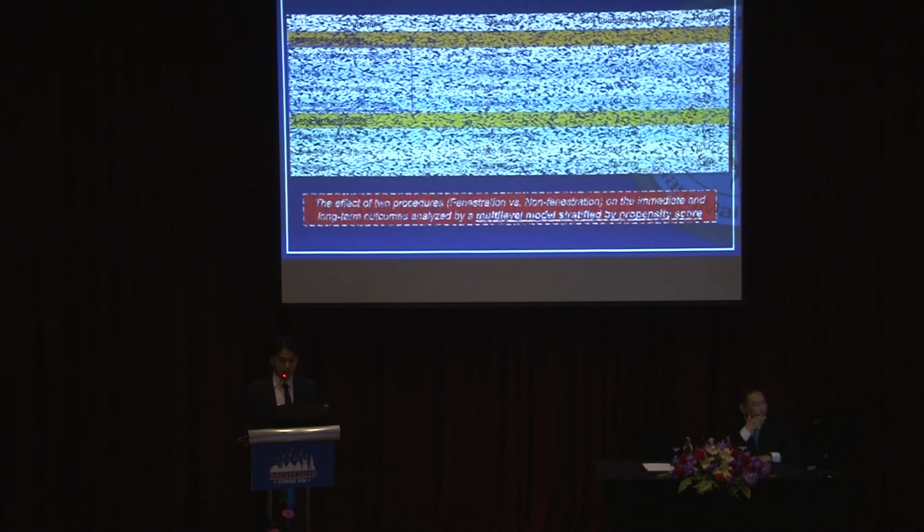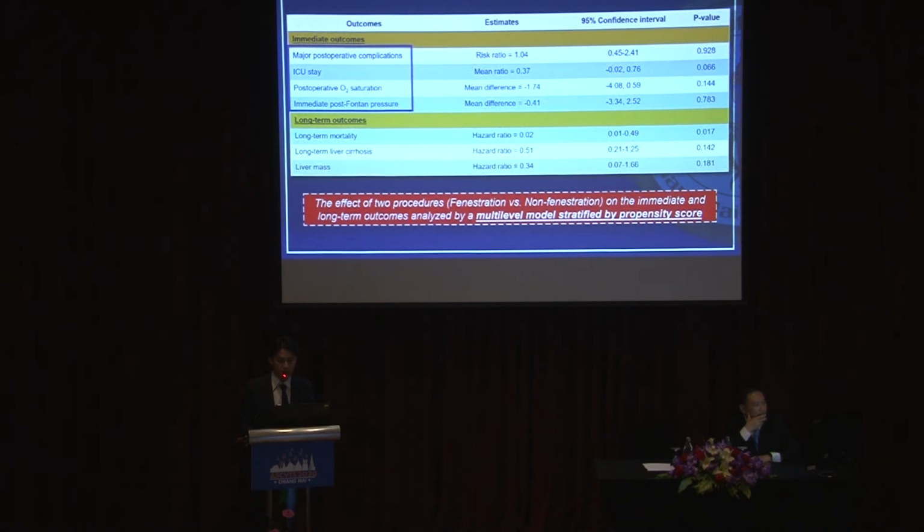So this is the last table showing the effect of fenestration and non-fenestration on the immediate and long-term outcomes analyzed by multi-level model stratified by propensity score. For immediate outcomes, we can see that there are no differences between the two groups in terms of major complications, ICU stay, post-operative oxygen saturation, and post-Fontan pressure.